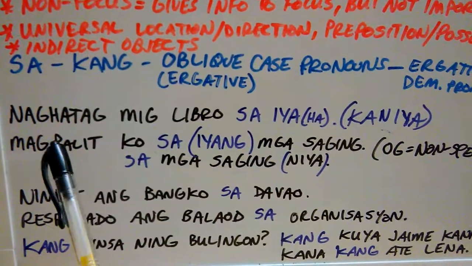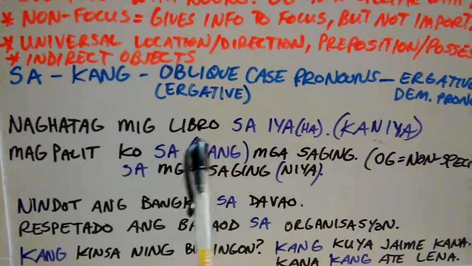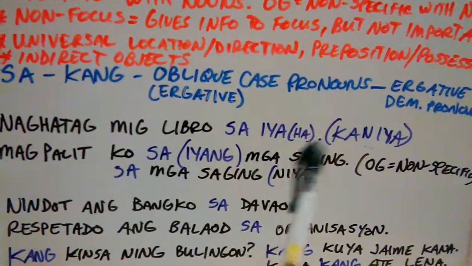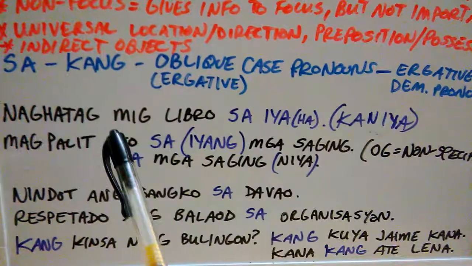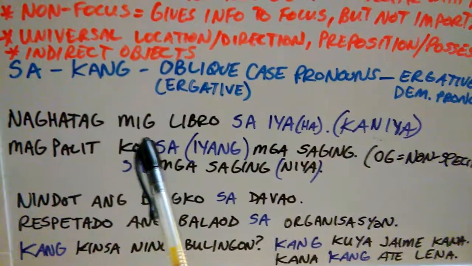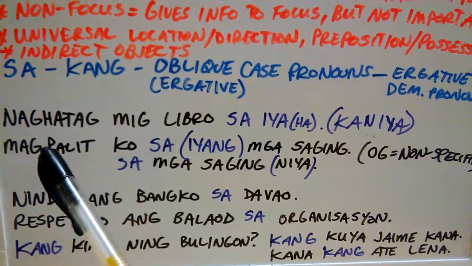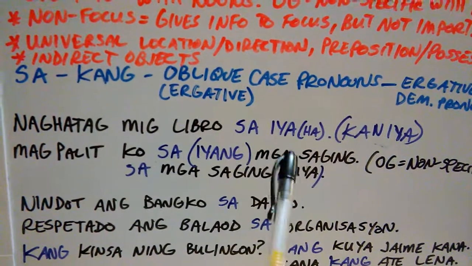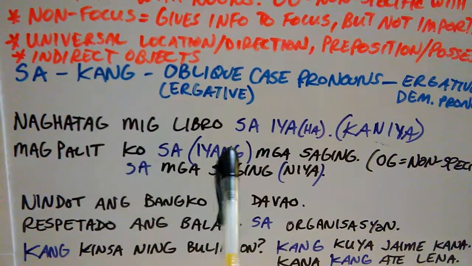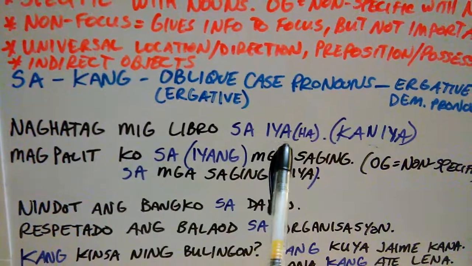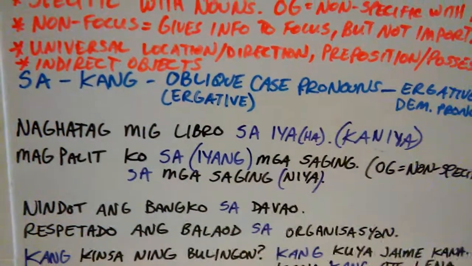The first sentence is, naghatag mig libro sa iya, or sa iyaha, right? Naghatag mig libro sa iyaha, which means we, not including you, so it's exclusive, the exclusive third person plural. We, me, right? Naghatag mig libro sa iyaha, which means we gave a book to him or her, to whoever this third person singular is.